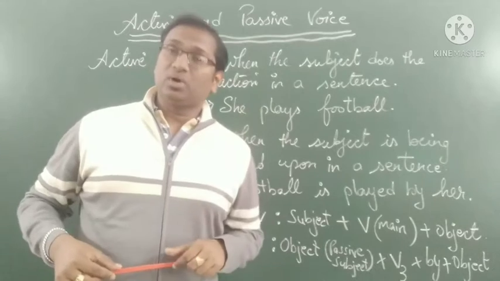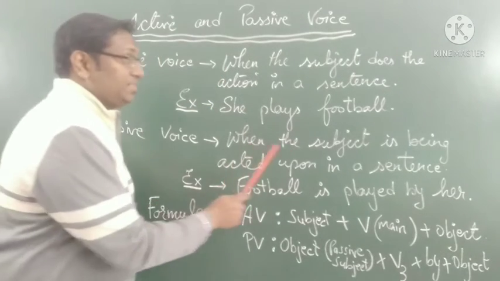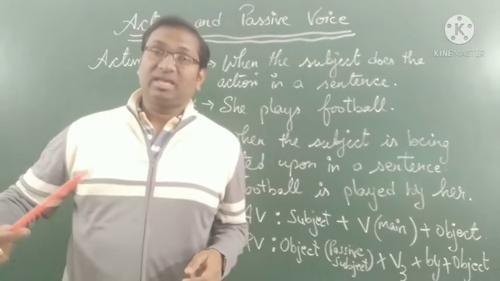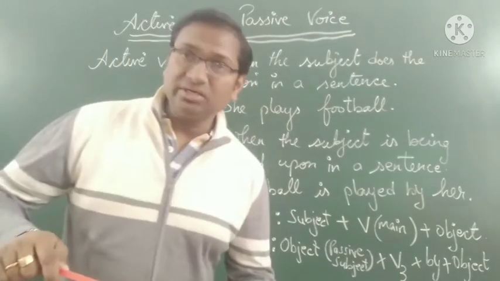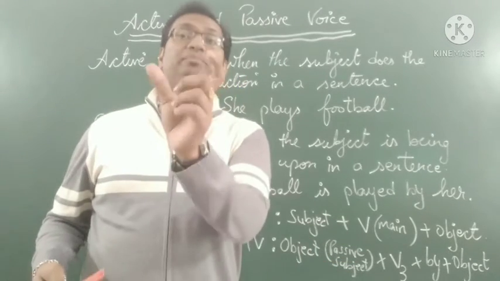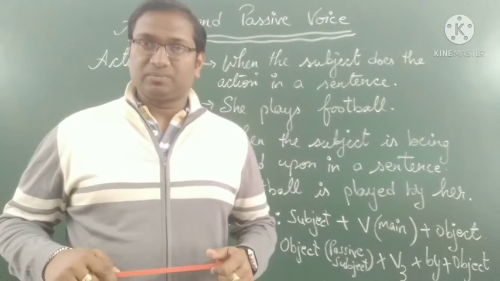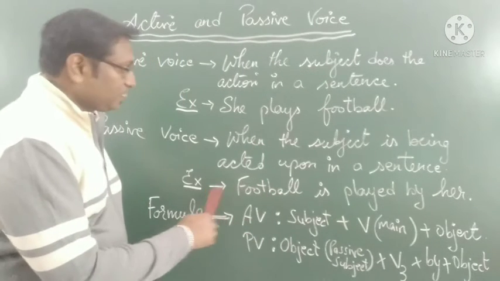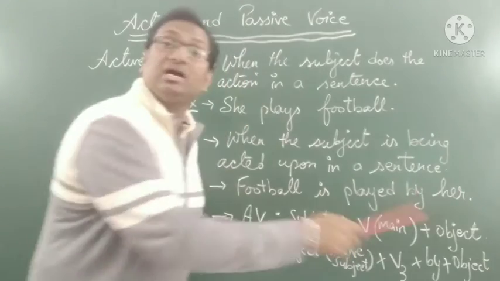Now let's see what's the meaning of passive voice. Passive voice means when the subject is being acted upon in a sentence. Action done on the object by the subject. Now over here the word by is important while writing passive voice. Let's see this with the help of an example. Football is played by her.